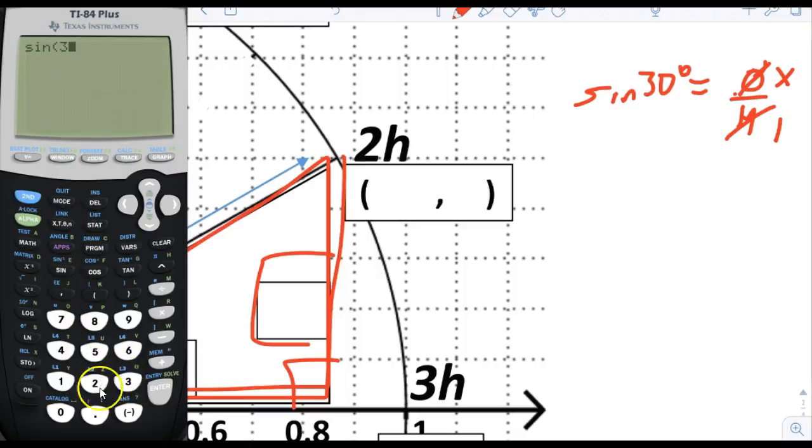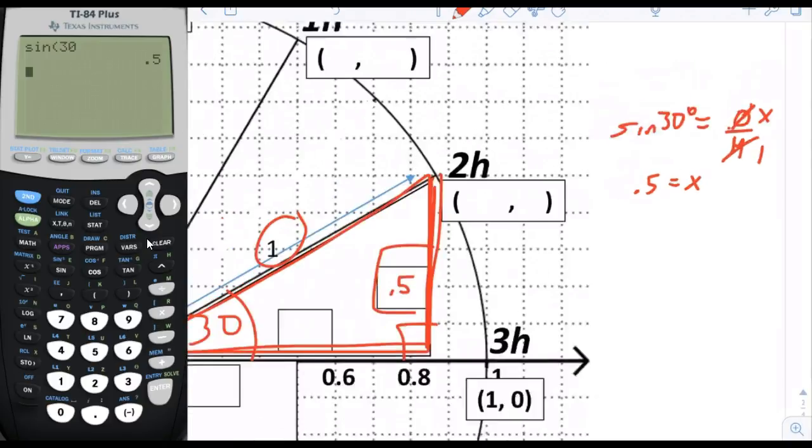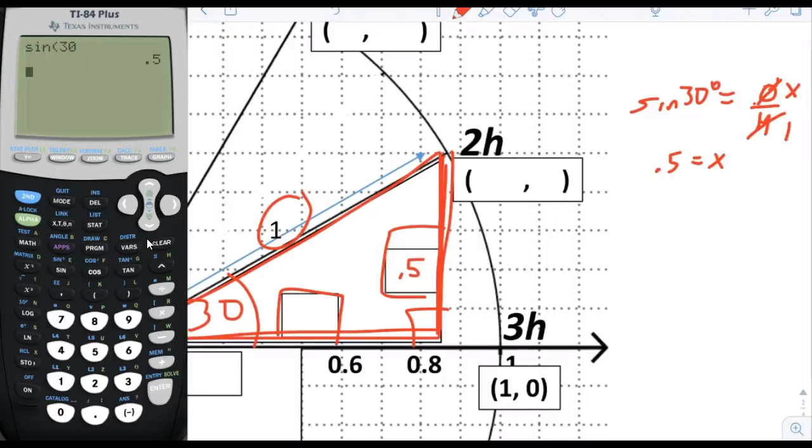Sine 30 degrees is 0.5. So 0.5 equals x. Oh, so our opposite side turns out to be 0.5 in length. Okay? What about the adjacent side? The adjacent side we find with cosine of 30 degrees. So we have the adjacent side, let's call it x again, divided by the hypotenuse, which is 1. What is the cosine of 30 degrees?